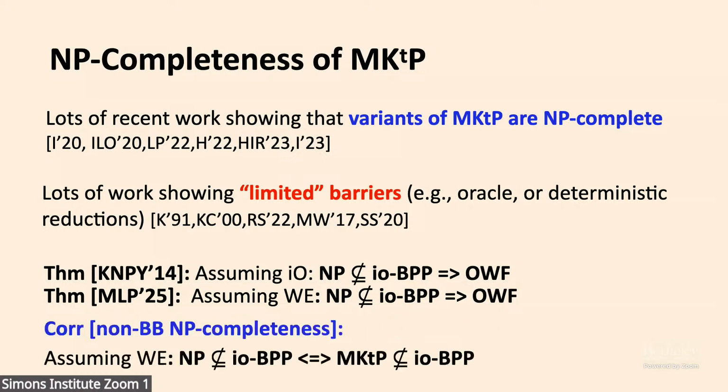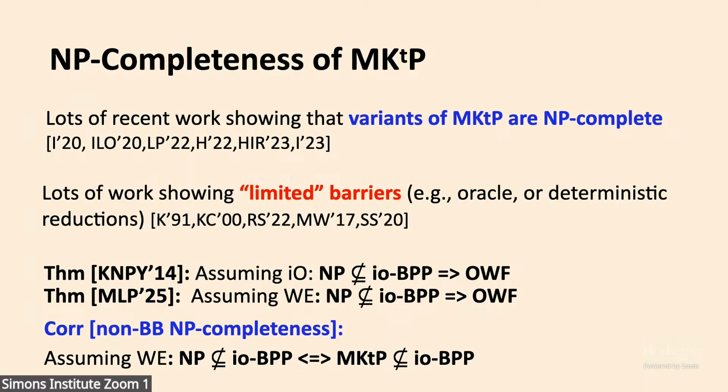Now, so why is this result relevant? Well, it means that assuming witness encryption, MKTP is non-black box NP-complete. Why? Because if you have worst case hardness, you get one-way functions, and one-way functions imply hardness of this. Right? So if SAT is hard, then MKTP is hard. So in a non-black box way, it is NP-complete, assuming witness encryption. Okay. So witness encryption says it's non-black box NP-complete.